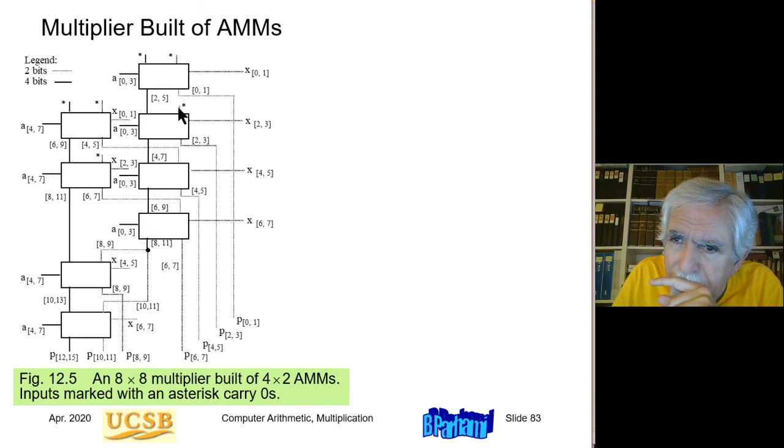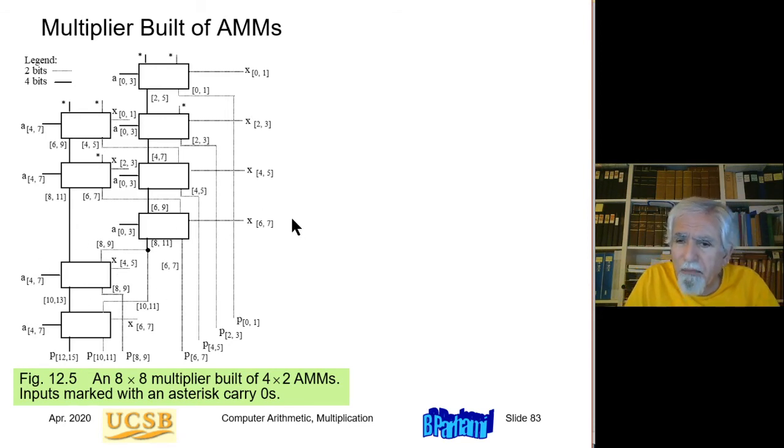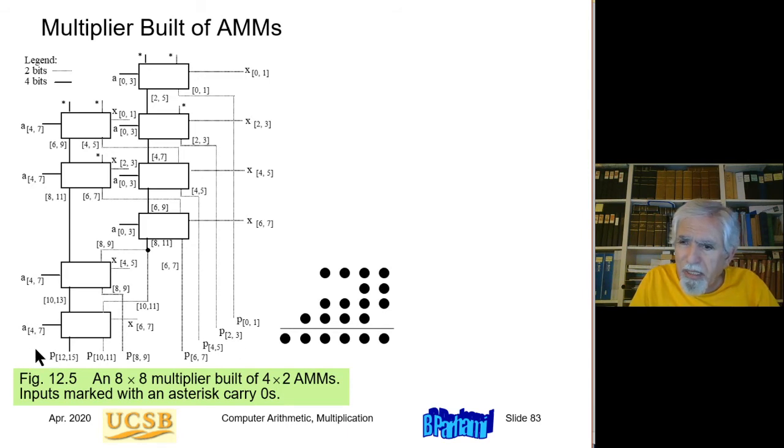And this star means this input is unused. This additive input is unused. So a 2-bit number is multiplied by a 4-bit number, and this 4-bit additive input is added. The 2-bit additive input is unused. I get a 6-bit output. So if you trace the weights of these bits, you will recognize that this is correctly multiplying the two numbers, and eventually at the very end you get the 16-bit product.